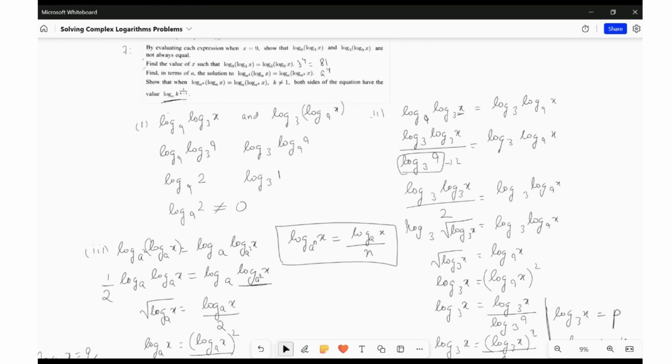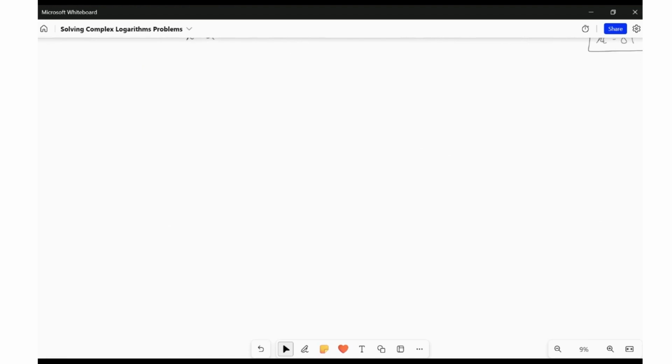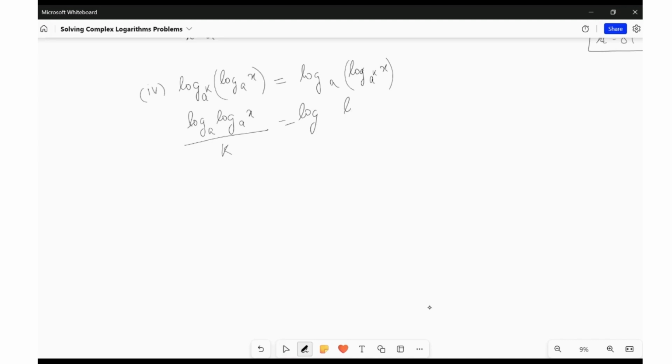Alright, so let's start with this question, the last part. So the fourth is log of (log x to the base a) whole to the base a raised to k is equal to log x to the base a raised to k whole base a. Now from previous parts we can take log of (log x base a) whole to the base a by k is equal to log x to the base a by k whole base a.